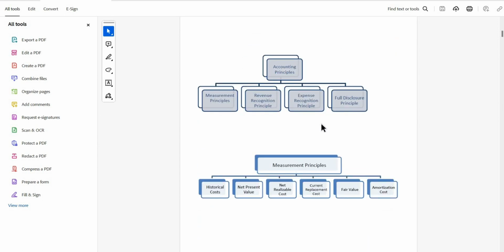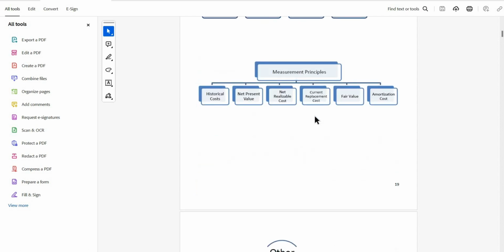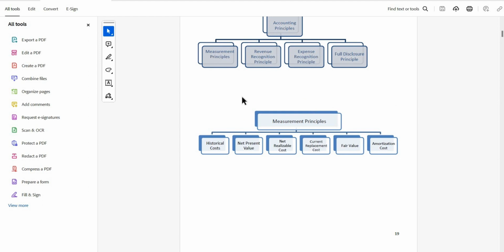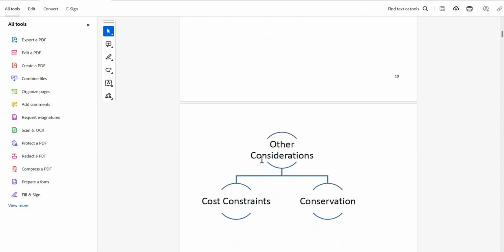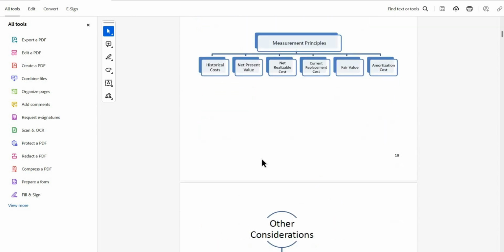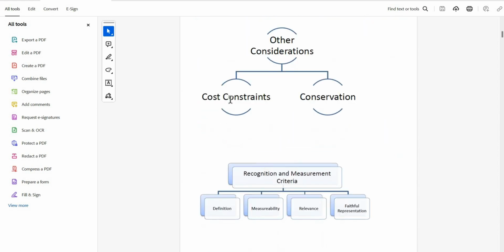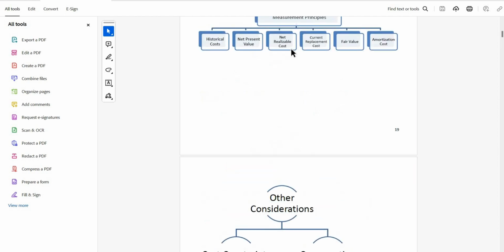And the accounting principles, there are 4 accounting principles: measurement principles, revenue recognition principle, expense recognition principle, and full disclosure principle. And under the measurement principle, we studied how the costs are measured, that is historical cost, net present value, net realizable cost, current replacement cost, fair value, amortization cost. So last class we ended over here. So from today we are going to study this other consideration.